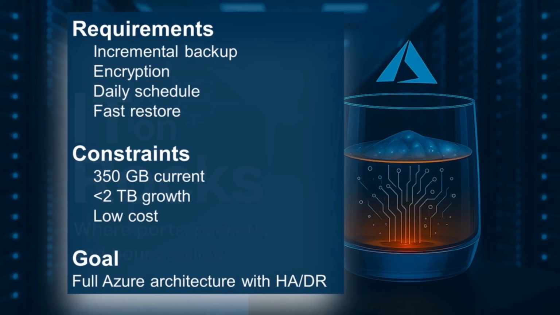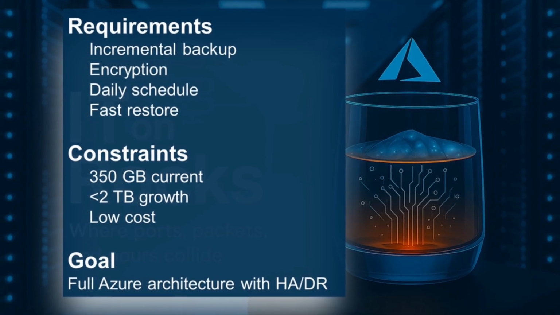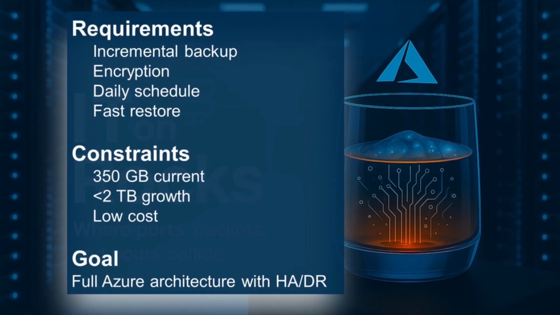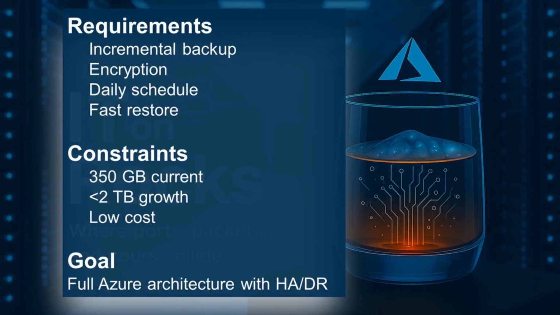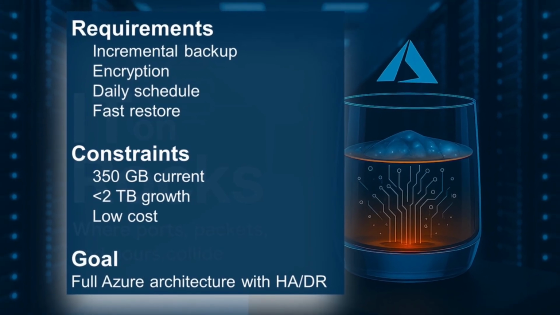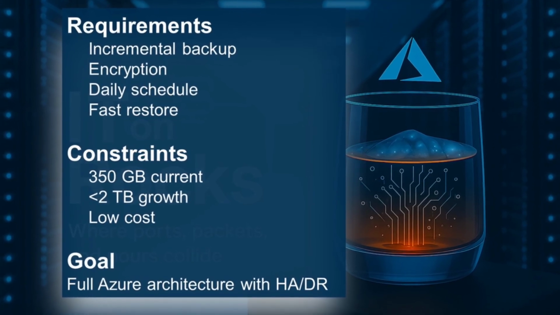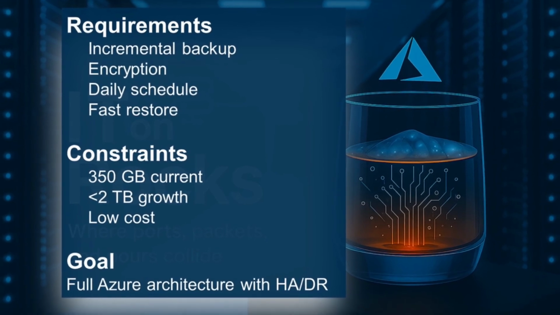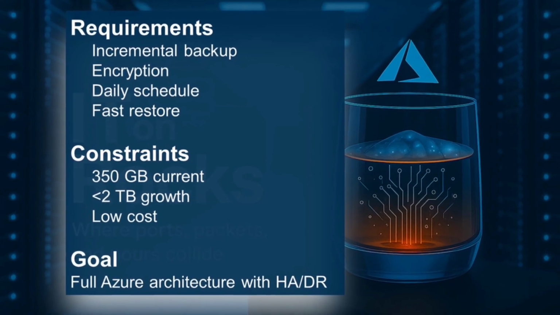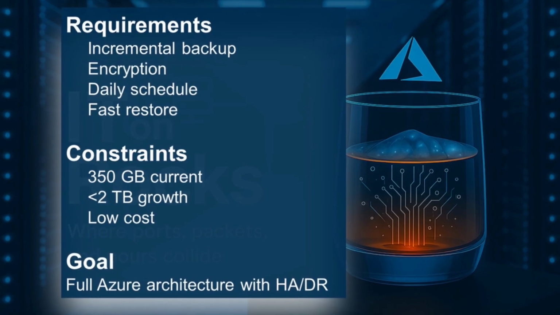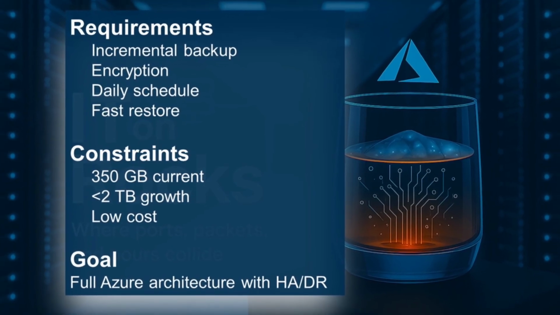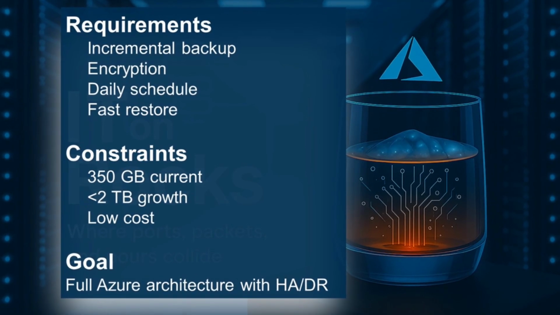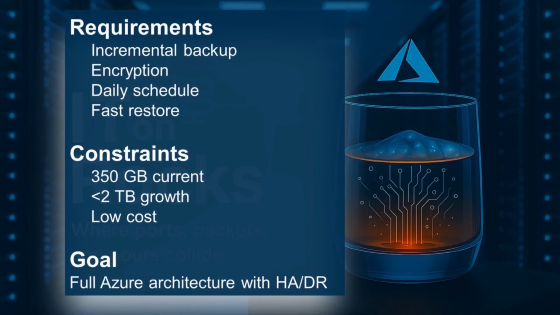Alright, here's the challenge. My home lab currently runs about 350 gigs of VM data, which might grow to about 2 terabytes. I need daily incremental and encrypted backups that I can restore fast if disaster strikes. So instead of expanding the local storage, I'm going offsite, and that too Azure Cloud.